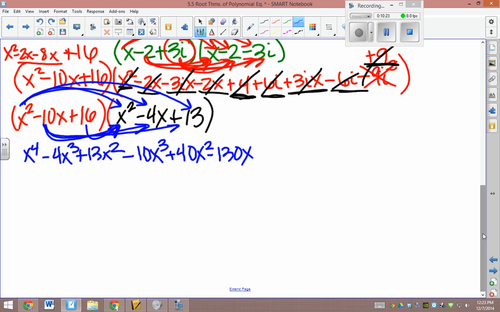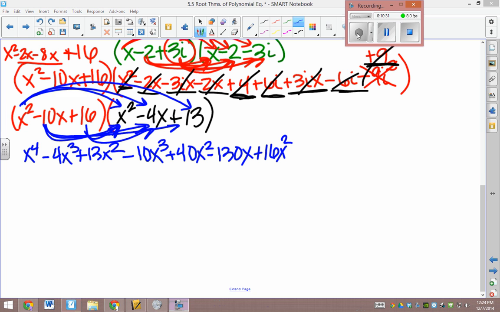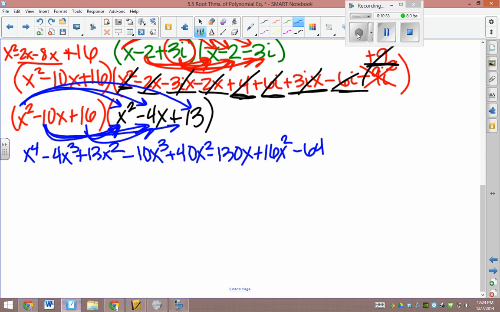Last one, taking 16 over. 16 times x squared is going to be 16x squared. 16 times the negative 4, that's negative 64x. And then I've got to do 16 times 13, and this is when I need Mrs. Kendro to do the calculator for me, but she's not here. That is, let's see, 208.